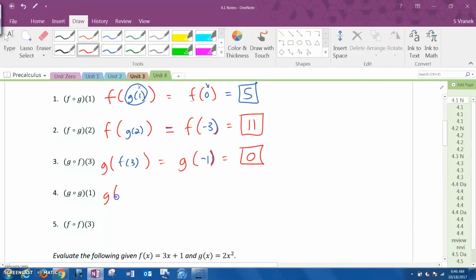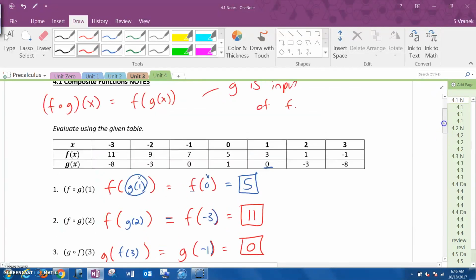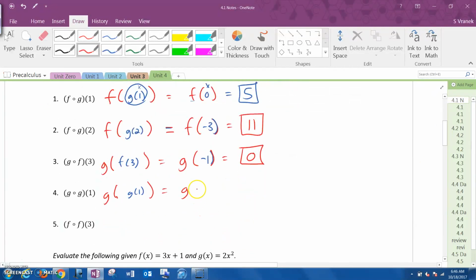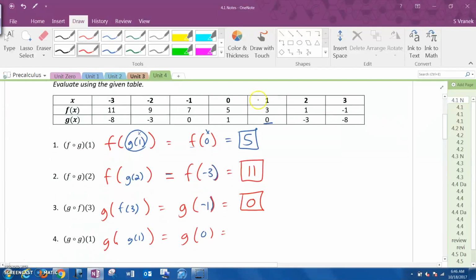Now we're doing g of g. G of 1 is 0. And then we need g of 0. So here's 0 for x. G is 1.